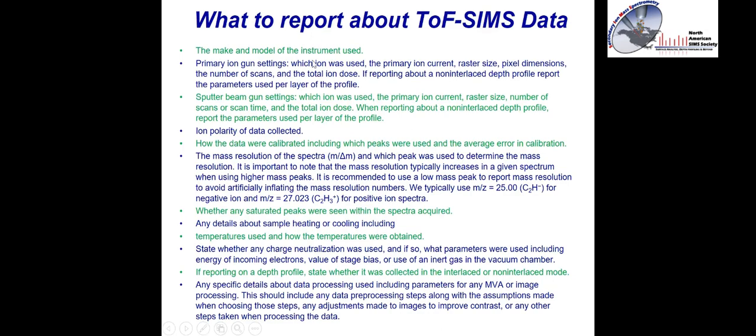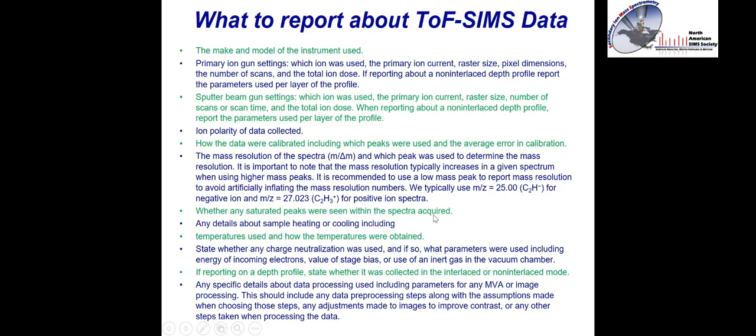I'm not going to read this slide. This is all contained in one of the tutorial papers I noted previously, but this basically has a list of things that you should report when you're reporting your ToF-SIMS data. Basically, you need to report anything that needs to be known to be able to reproduce the data that you created, so someone can repeat your experiment. That includes your settings for the instrument, the guns, charge neutralization. It is important also to state whether you had saturated peaks in your spectra.